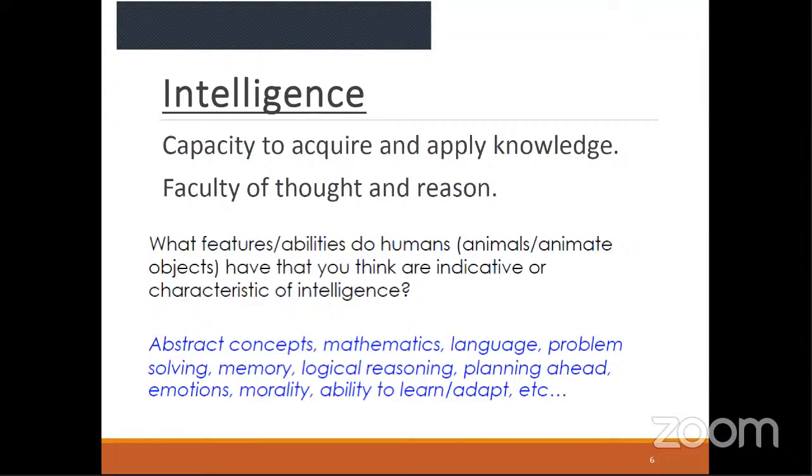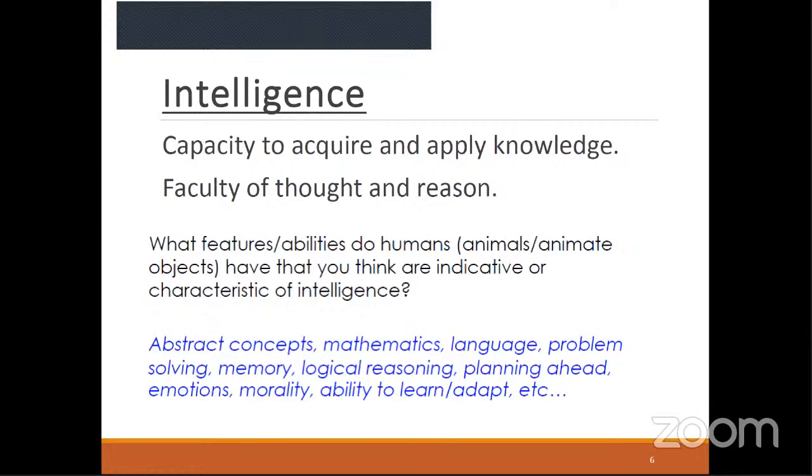So what are the features that humans use which are indicative or characteristics of knowledge or intelligence? Here we basically try to identify the key features of humans which make them intelligent. They store real world concepts abstractly. They use hidden mathematics. They have a language to acquire facts from the real world. They have problem solving skills. They have a lot of memory to store and then retrieve from. They have logical reasoning, and based on certain rules, they plan ahead.